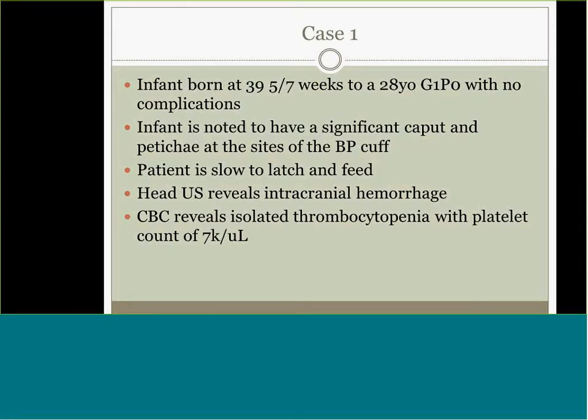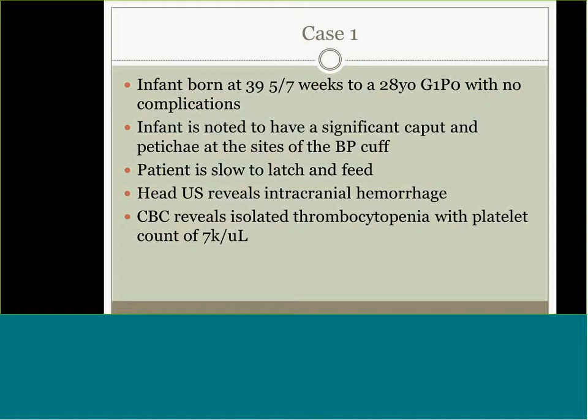I'll present a quick case to tie things together in reality. An infant born at 39 5/7 to a 28-year-old G1P0, no complications. Infant noted to have significant caput and petechiae at the sites of the BP cuff. Infant is slow to latch and feed, and then the sound reveals intracranial hemorrhage, and the CBC reveals isolated thrombocytopenia with a platelet count of 7. And the isolated platelet count of 7, you guys will see as a bit of a theme.